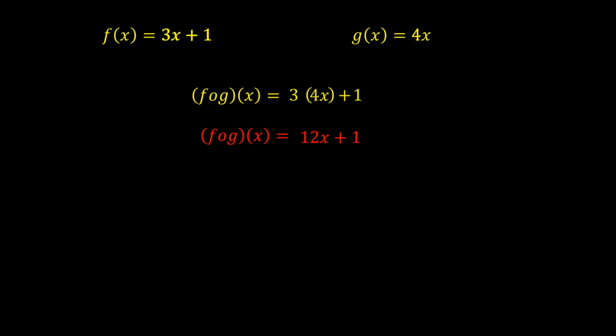The same if I want to find g of f of x. Here do the same things. The outer function is g, so rewrite g and in the place of x put brackets, and inside this bracket substitute f of x, which is 3x plus 1. And then multiply using the distributive property. 4 times 3x is 12x, and 4 times 1 is 4, so the answer is 12x plus 4. So this is how to evaluate the composite function if I don't have a numerical value, but an expression.